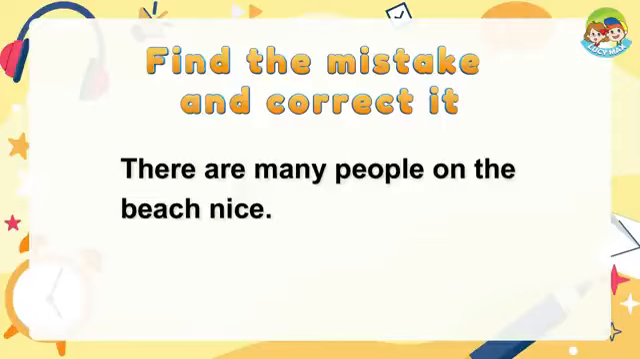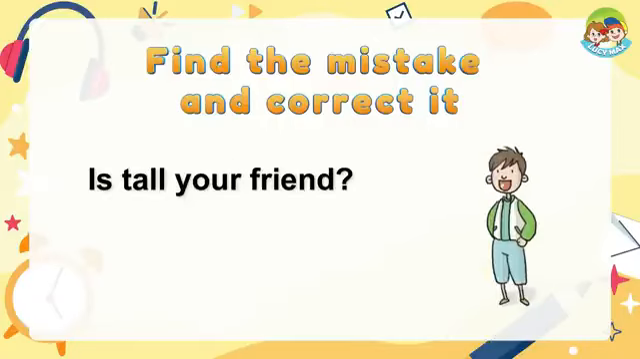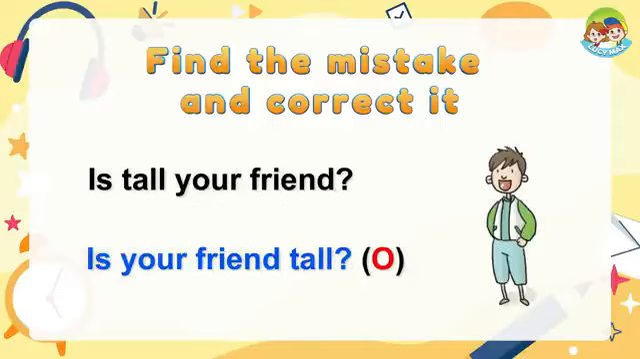There are many people on the beach nice. Here, the adjective should come before the noun. The answer is, there are many people on the nice beach. Is tall your friend? Here in this question, the adjective should be last. Is your friend tall?